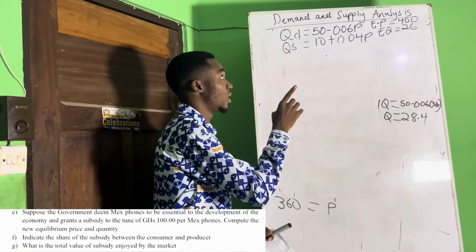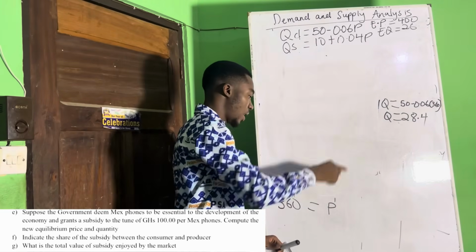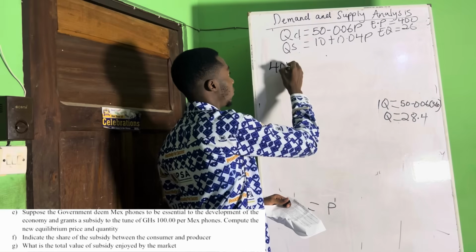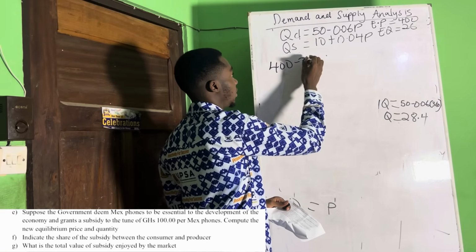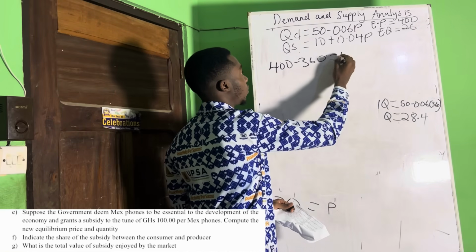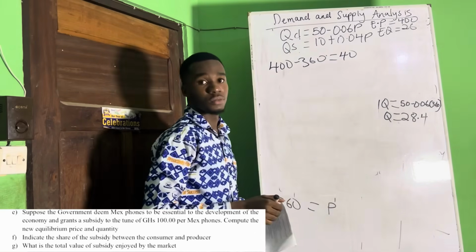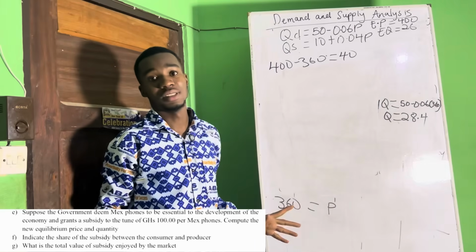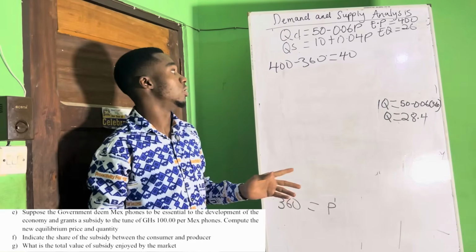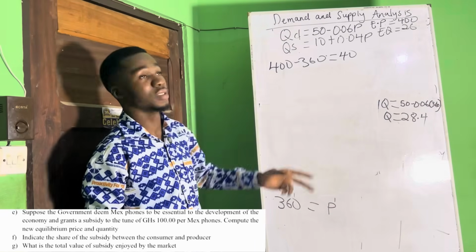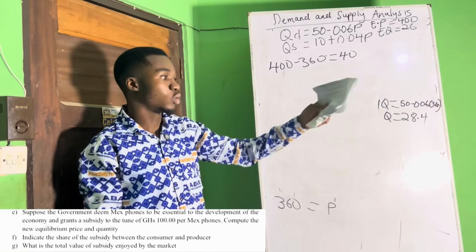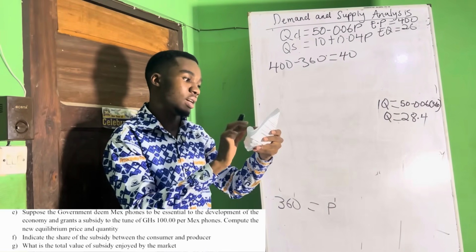It means that now the consumers are not paying 400 cedis, but they are paying 360. What that means is that it is 400, which is what they were paying first, minus the 360. So it's equal to 40. It means that the consumers are now paying 40 cedis less. At first, when the subsidy was not introduced, you were paying 400. Now you are paying 360. So it means there's a decrease of 40 cedis.